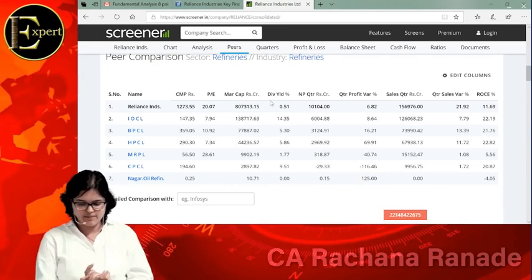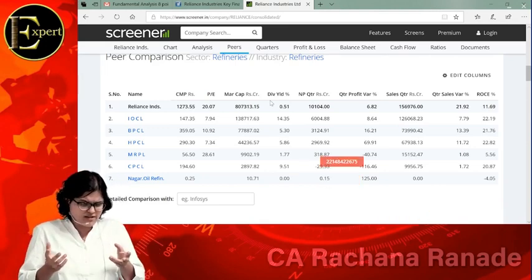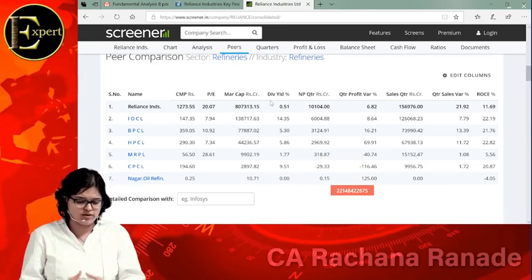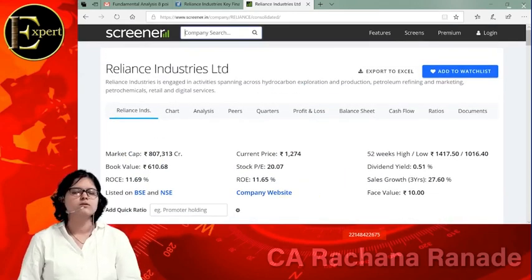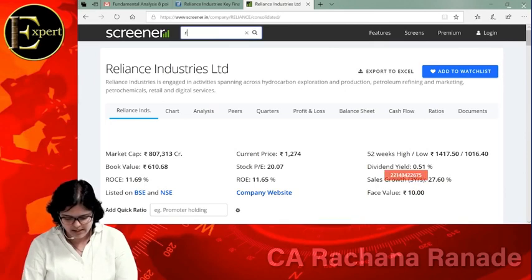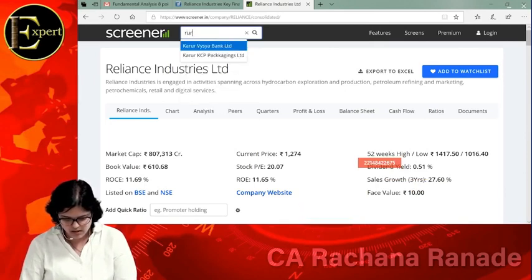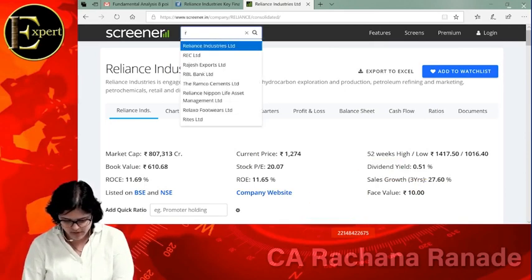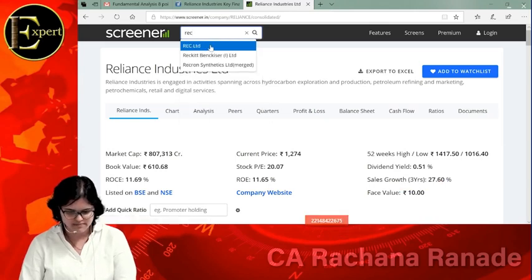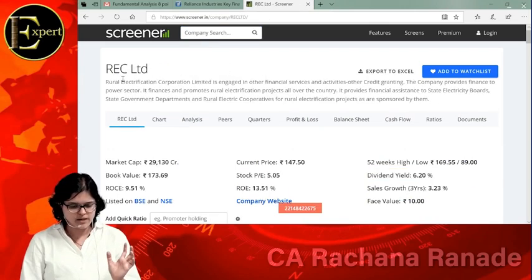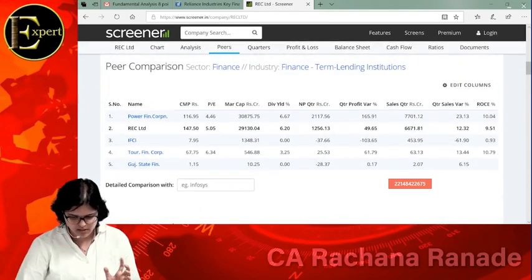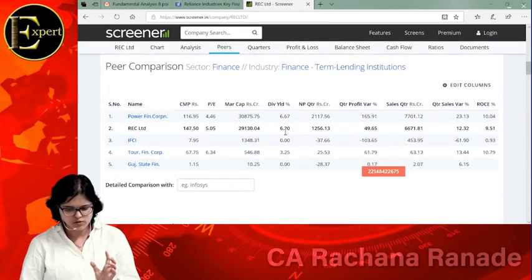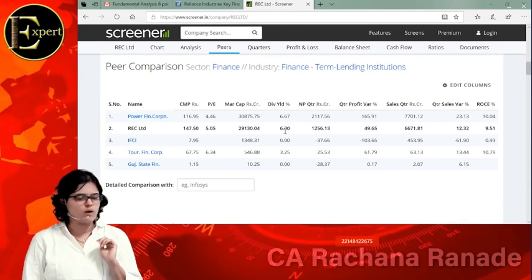It's a very nice parameter, but everyone is not interested in earning dividend, so I don't focus more on dividend yield. I'll show you one company for which dividend yield ideally has to be good. Rural Electrification Corporation, REC. We'll check dividend yield for that. Ideally, it should be good. Yes, 6.2%. Now what is this dividend yield?